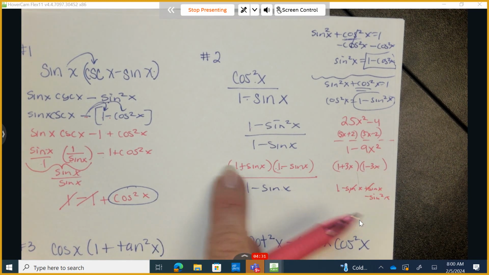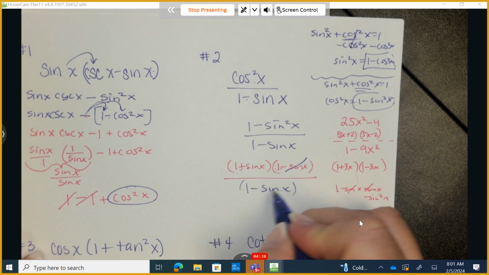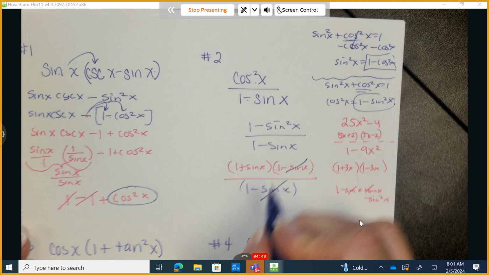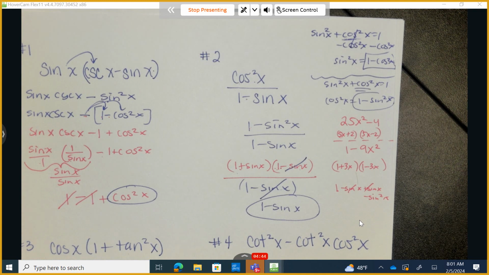So I just rewrote this in expanded form as 1 plus the sine of x times 1 minus the sine of x. The obvious thing we can see here is that these two simplify to 1, and I'm left with 1 plus the sine of x on top.